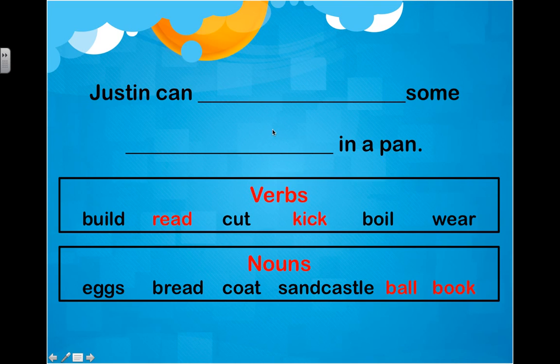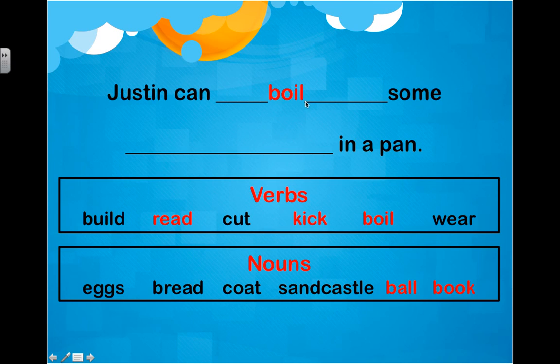Let's see, what can you do? Because we need a verb on this first blank. Can he build in a pan? No, that just doesn't make sense. Can he cut something in a pan? That doesn't sound the best. Can you boil something in a pan? Well, I know that my mom boils water, so that might make sense. Let's try that word.